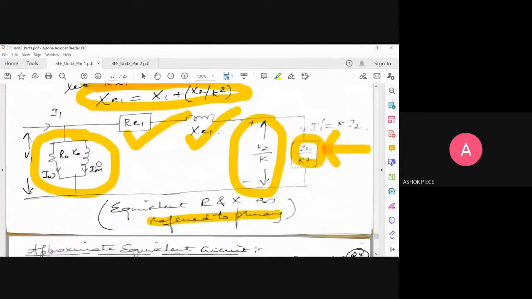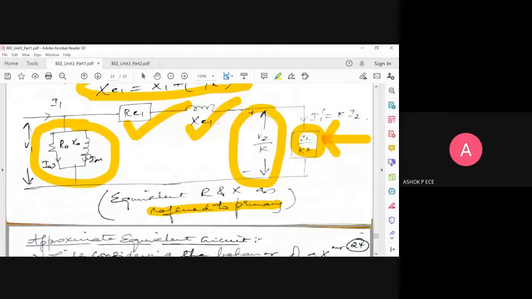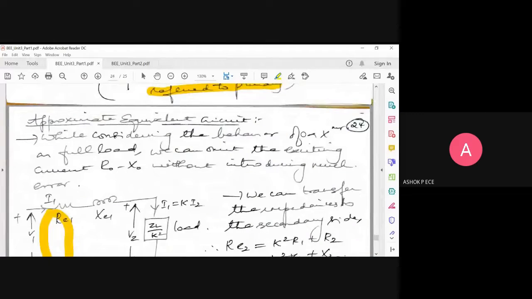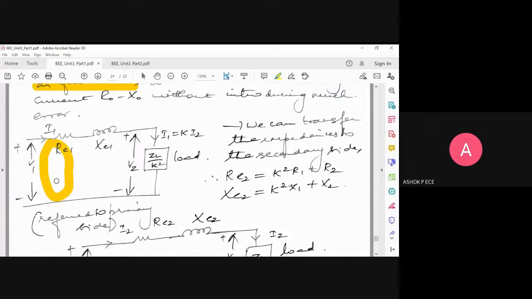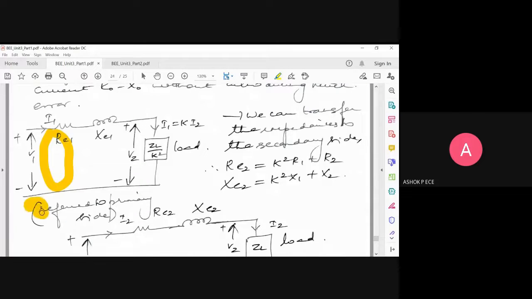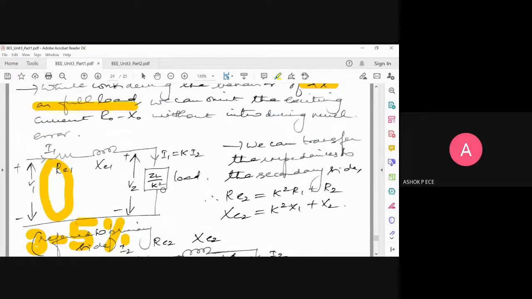See the previous diagram. I am going to remove R naught X naught when, what is the condition? When the transformer is operating on full load. Only in that condition, I can omit the R naught X naught combination without adding much error to my circuit. And as we have seen, this is going to be just 3 to 5%, right? So it is not going to cause much error in my circuit if I remove R naught and X naught.